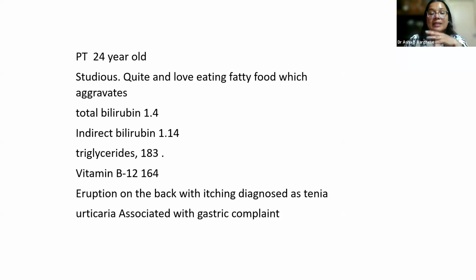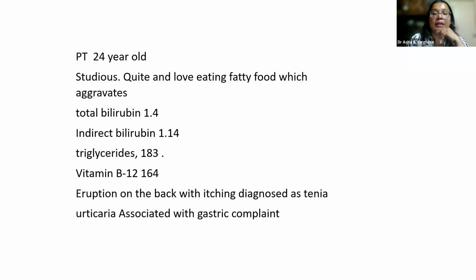Everything I tried under the sun. So one fine morning, what happened was, he studies in BITS, as I said. He had a party. He ate lots of fatty food, and he got aggravated. He sent me a picture like this. There were also hives or urticarial rashes.